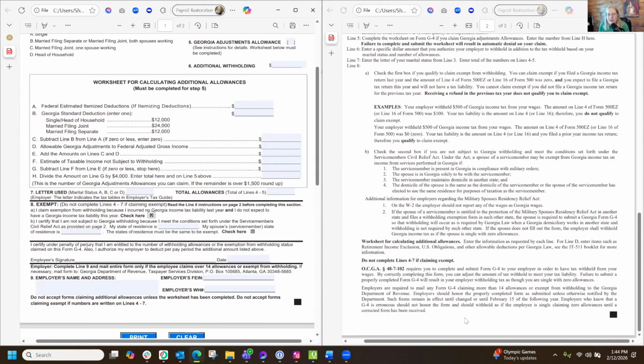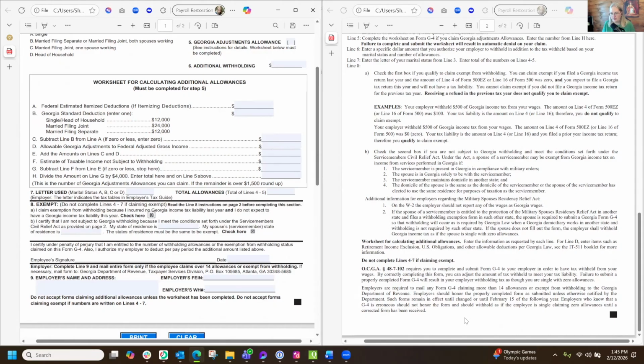Employers are required to mail any Form G4 claiming more than 14 allowances or exempt from withholding to the Georgia Department of Revenue. Employers should honor a properly completed form as submitted unless otherwise notified by the department. Such forms remain in effect until changed or until February 15th of the following year. Employers who know that a G4 is erroneous should not honor that form and should withhold as if the employee is single claiming zero allowances until a corrected form has been received.